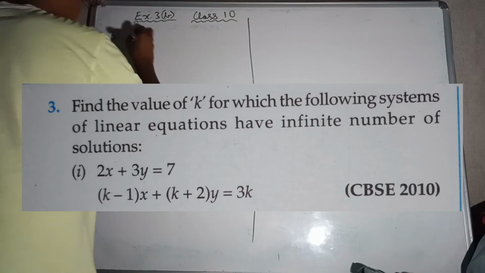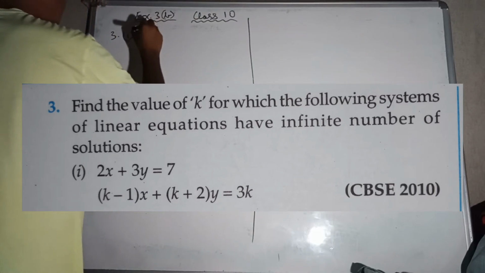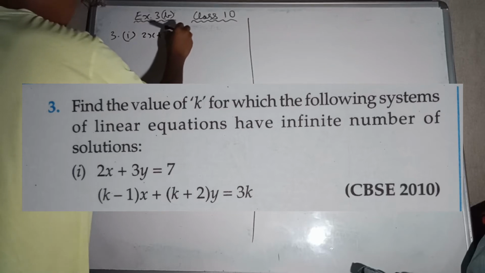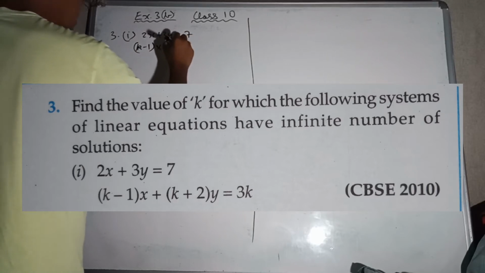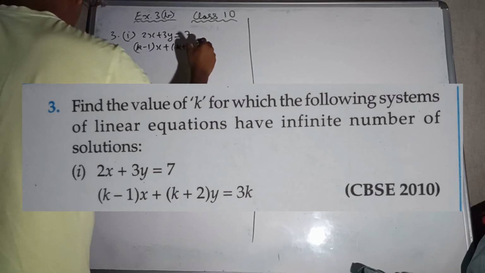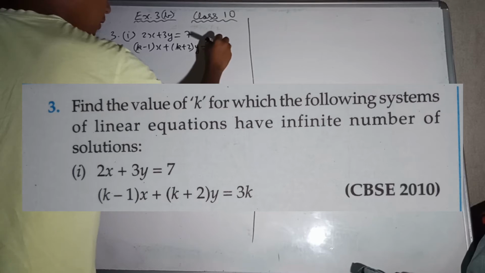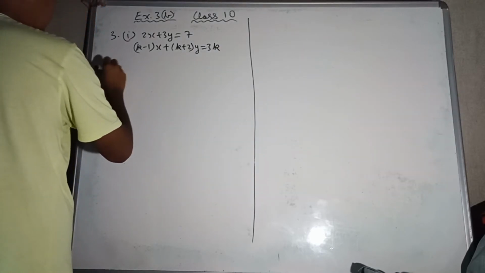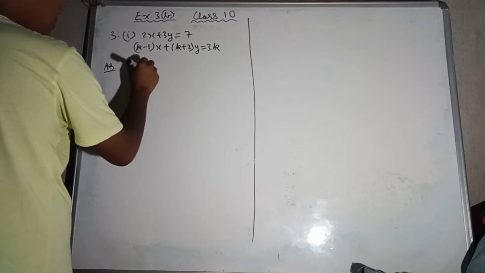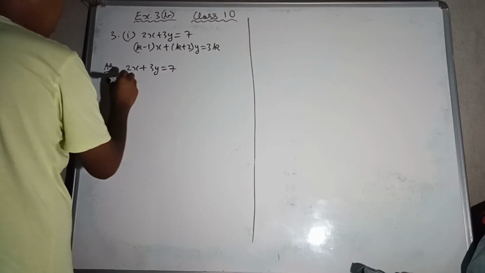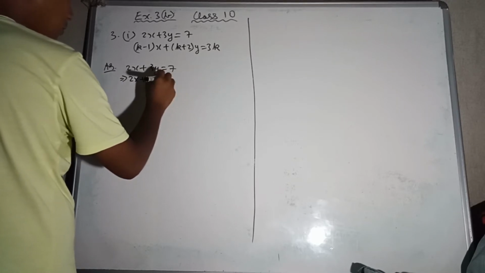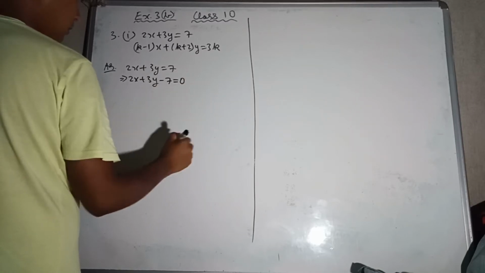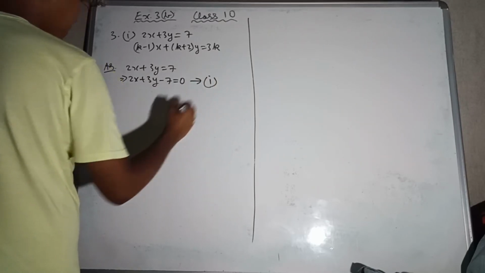Sub number 1: 2x plus 3y equal to 7, and k minus 1 into x plus k plus 2 into y equal to 3k. First equation: 2x plus 3y equal to 7, this implies 2x plus 3y minus 7 equal to 0. Equation 1.